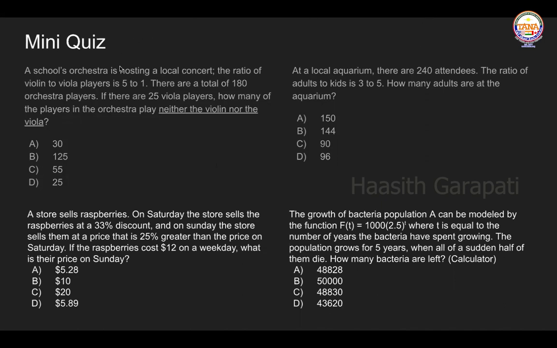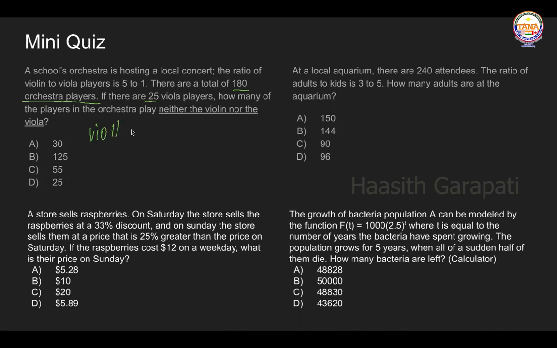All right. So the first one, this one's a little bit different because the total that I give you does not represent the total of the amount of viola players and violin players. It says there's a total of 180 orchestra players, and that the ratio of violin to viola players is 5:1, and that there are 25 viola players. So first of all, how many violin players are there?